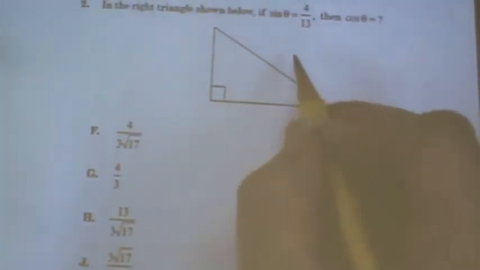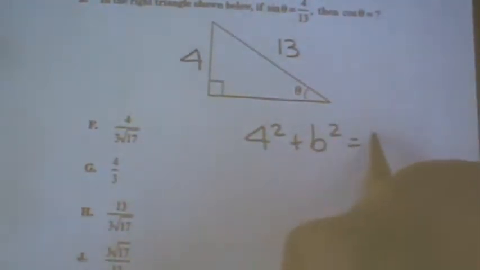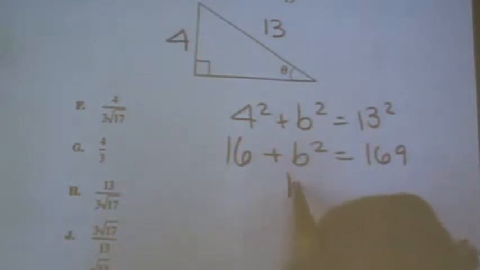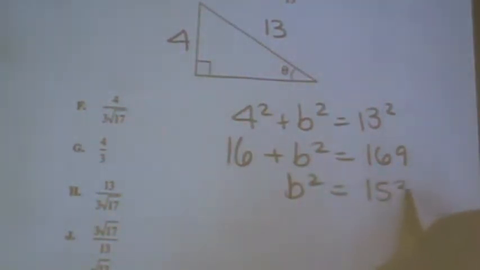Number 2, same thing. What did you guys get for an answer on number 2? J. Tell me how you did it. You're going to name this side 4 and 13. So 4 squared plus b squared is 13 squared. So 16 plus b squared is 169. Subtract 16 from 169, you get 153.